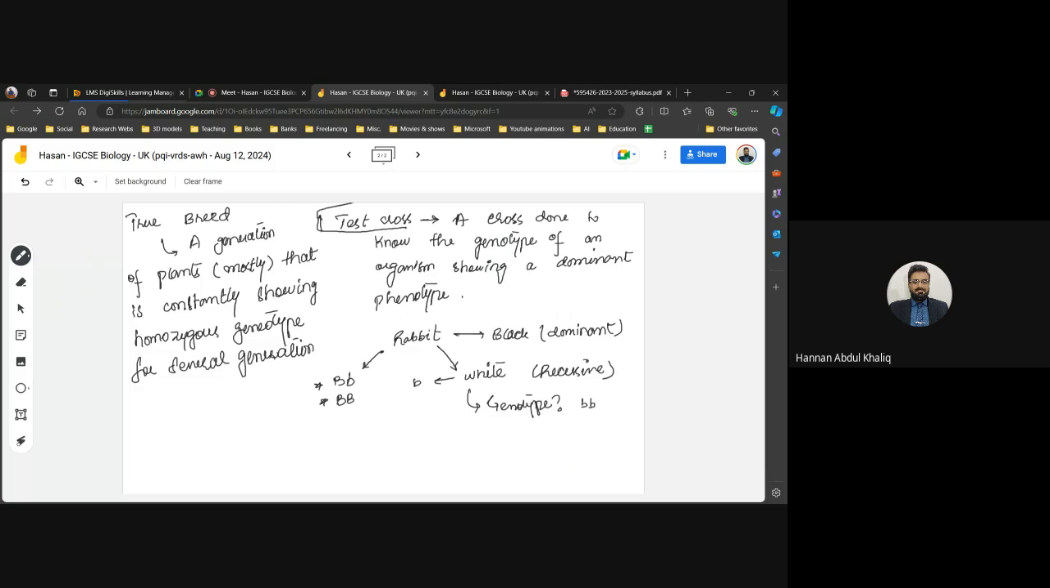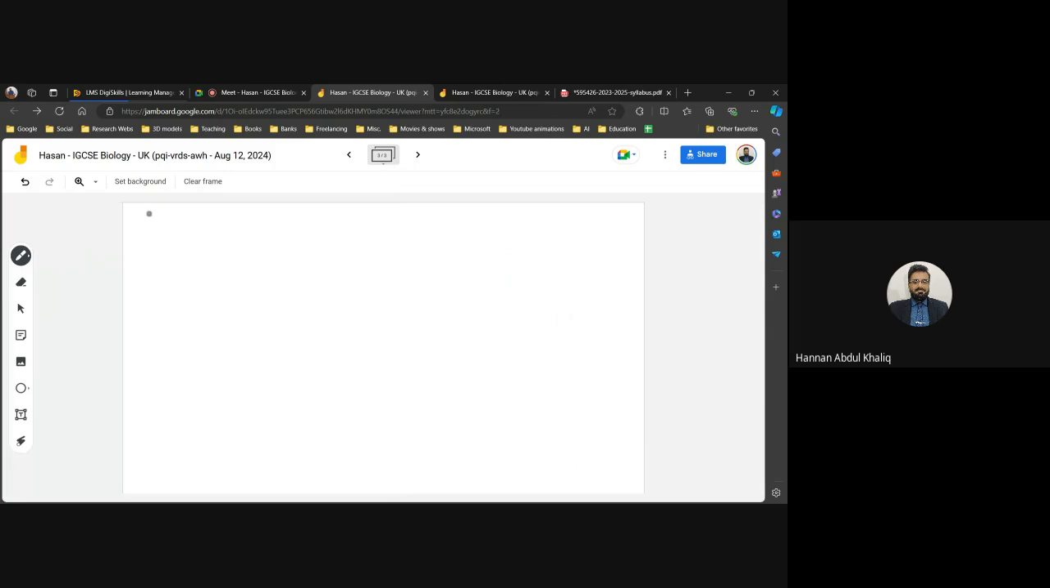If someone gives you a black rabbit, you cannot say for sure what the genotype of this rabbit is. Obviously, this rabbit can be heterozygous or homozygous dominant. So what should you do? Cross the organism showing the dominant phenotype with the one showing the recessive phenotype.